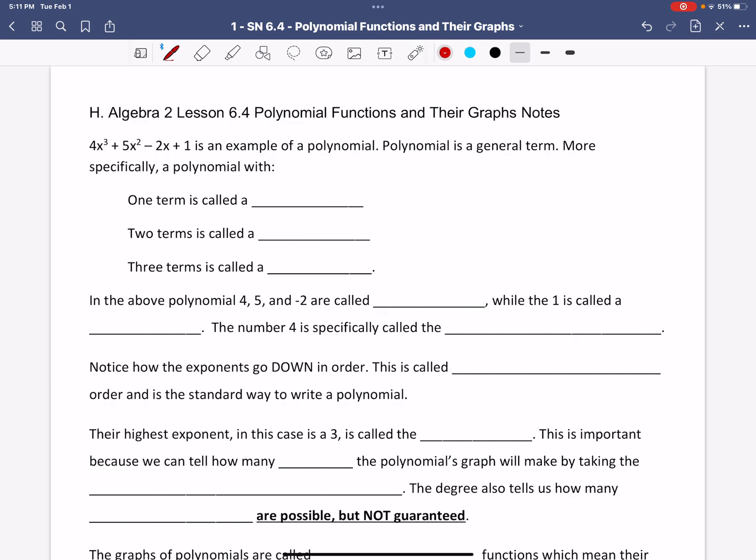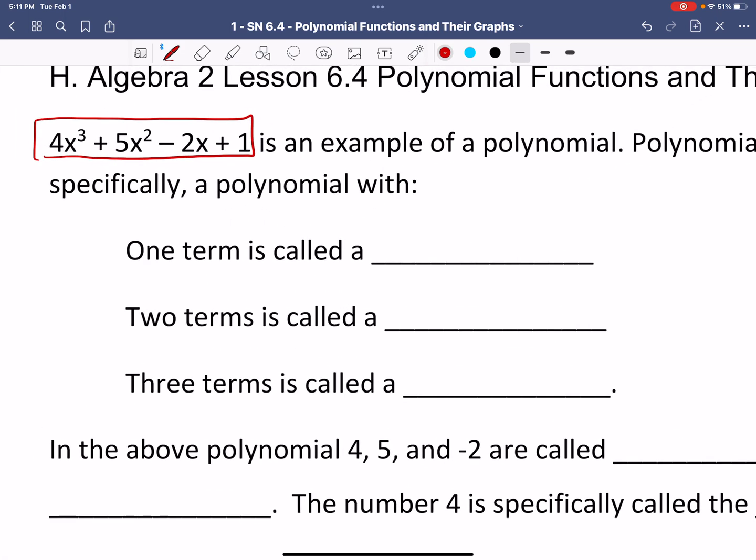This is the equation that we are going to be dealing with for the first part of the notes: 4x cubed plus 5x squared minus 2x plus 1. This is an example of a polynomial. It has 4 terms: term 1, 2, 3, and 4. And yes, the 1 is a term, even though it doesn't have a variable.